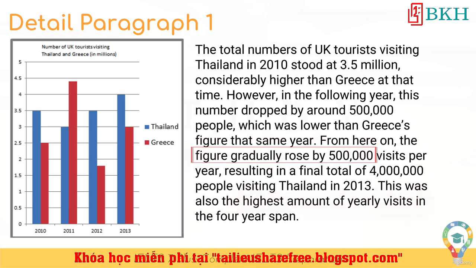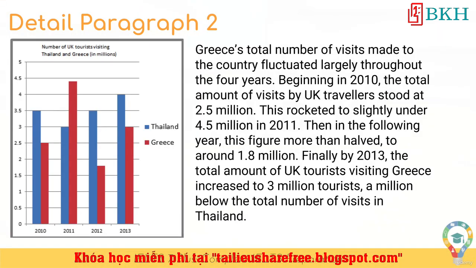Let's see the second detail paragraph for Greece. I began my second detail paragraph with a general statement saying that Greece's numbers fluctuated largely throughout the 4 years. I then started describing 2010 and gave the figure of 2.5 million. Next, I used "rocketed" to describe the big increase in 2011. Now you can see I said it was slightly under 4.5 million, whereas if I said the figure was 4.5 million, I would lose marks as that is not correct.